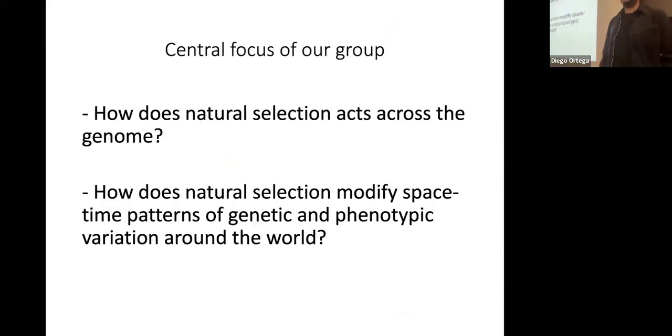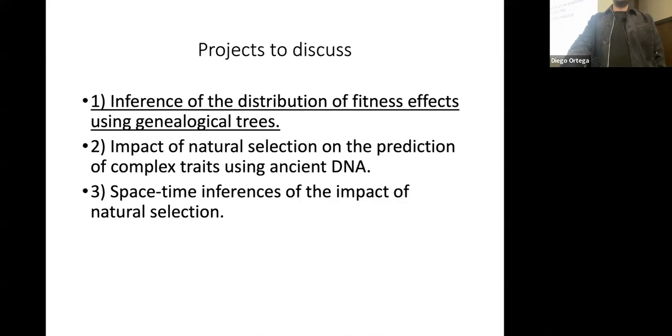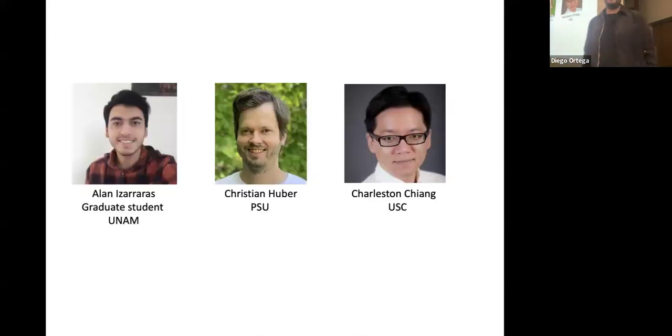And the central focus of our group is to study how natural selection is acting across the genome, and then how natural selection modifies space-time patterns of genetic and phenotypic variation around the world. And so today I'm going to tell you a little bit about a few of the projects that we are currently doing in our lab, and I'm going to tell you the basic ideas behind them. And first I'm going to tell you about one project that we're currently doing, which is trying to infer something called the distribution of fitness effects using genealogical trees. So this is a project that has been led by a graduate student in our group called Tananisa Raras, with collaborations from Christian Huber and Charleston Chiang from Penn State and USC.